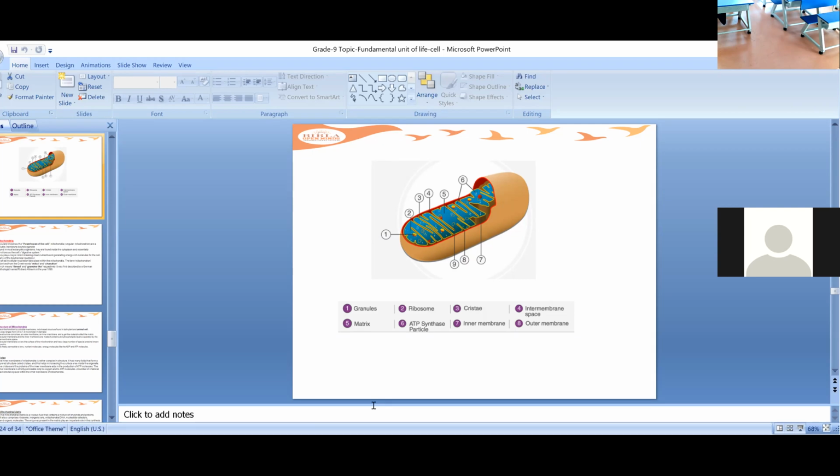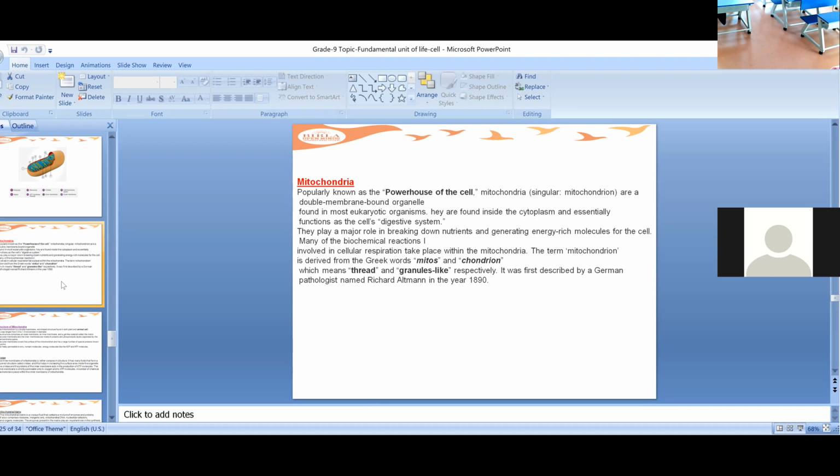Is there only one mitochondria inside the cell? There can be two or three mitochondria depending upon the necessity. This mitochondria has one speciality: it has its own genetic material. Because of that, it can replicate itself.